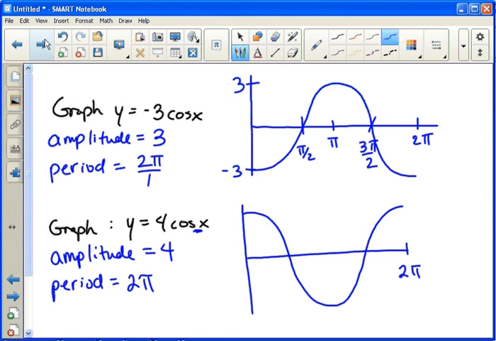You're just going to go up by pi over 2 every time. If you look up here, it's 1 pi over 2, 2 pi over 2, which reduces to 1 pi, 3 pi over 2, 4 pi over 2, which reduces to 2 pi.